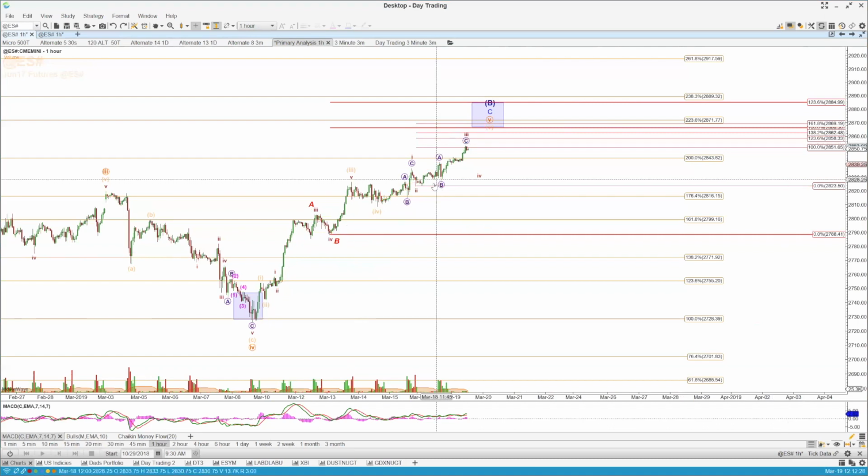But in both cases, I've got what looks to me to be a rather awkward ending diagonal off this low here. And at the moment, we look to potentially just be completing the wave 3 in that. So I'm looking for a 4 back.